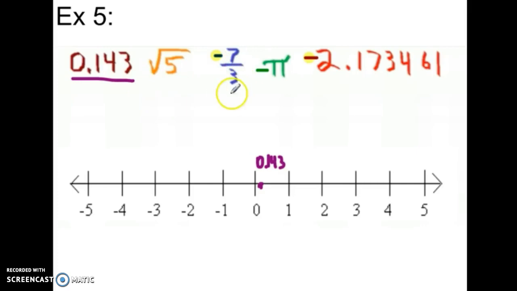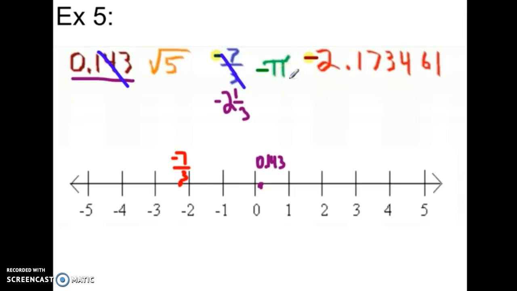Negative 7/3. Well, negative 7/3, 3 goes into 7 2 times with 1 left over. So that's really the same as negative 2 1/3. So I'm going to go negative 1, negative 2. Negative 2 1/3 is going to be a third of the way between negative 2 and negative 3. So I'm going to put my dot there, and I'm going to write the original number. So I've got negative 7/3. Got that one.